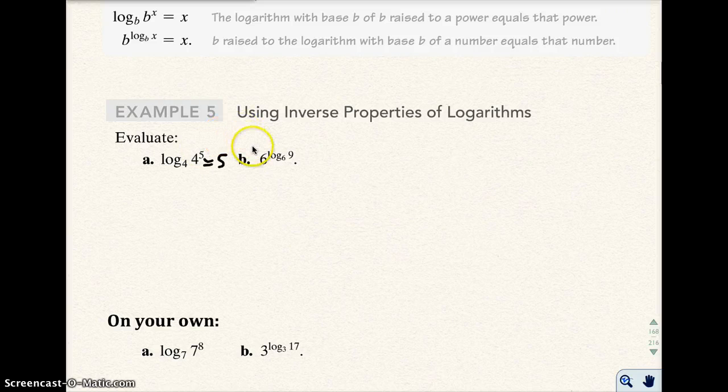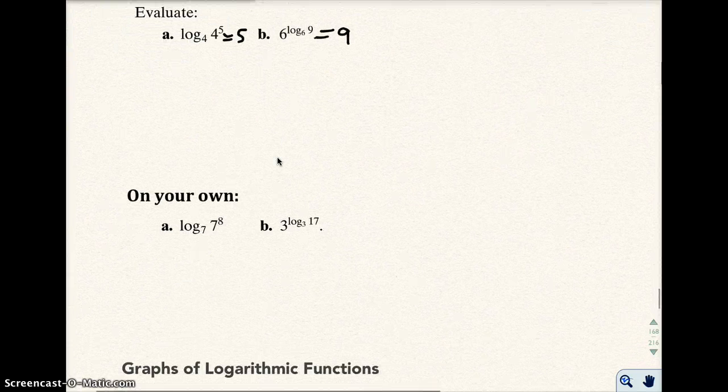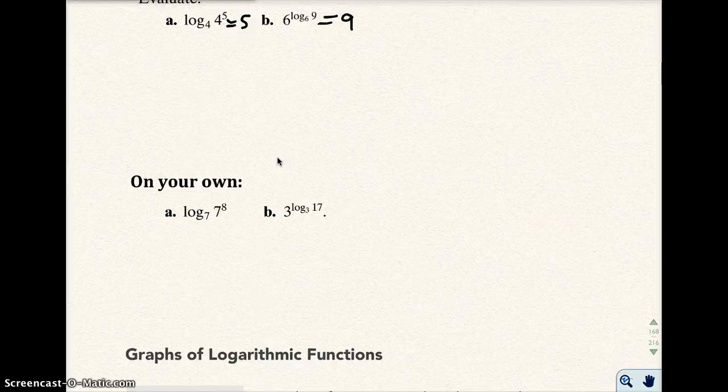Okay. Here I have log base 6 of 6 to the 9th, and these base 6s are going to cancel each other out, and you're going to get 9 there. We're going to see that a lot of times, so keep that in mind. Okay, on your own, go ahead and do these two, and I'll pause the video while you do that. Okay, you should get 8 and 17. Again, these bases are the same, and they're going to negate each other out.